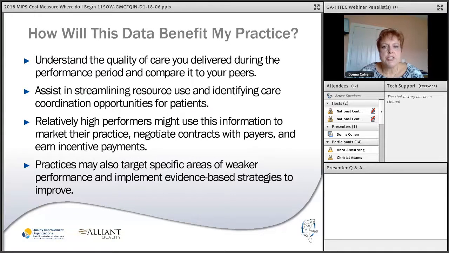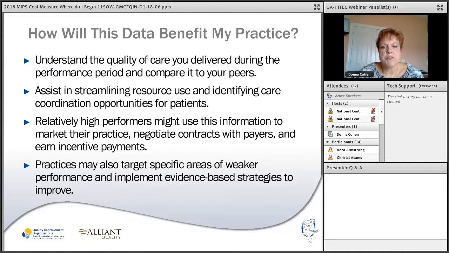So how can this data be used for my practice? If you're like me, all this policy and procedure is very good, but what can I do with this data to really improve my practice operations? I want to briefly go over some of the things that you can do in your office when you review this data.